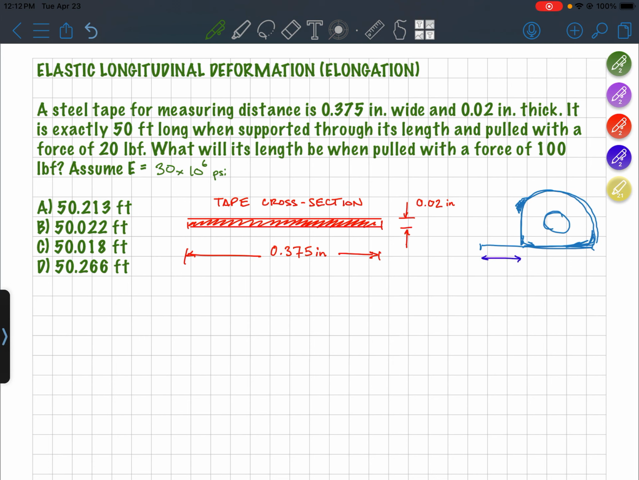Hey, welcome back to Valiant PE. Today's topic, elastic longitudinal deformation, also known as elongation.